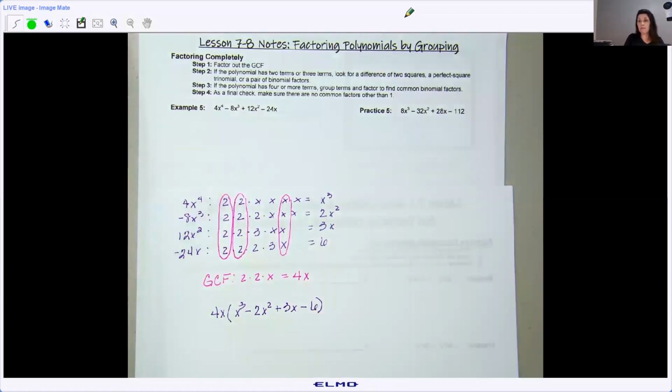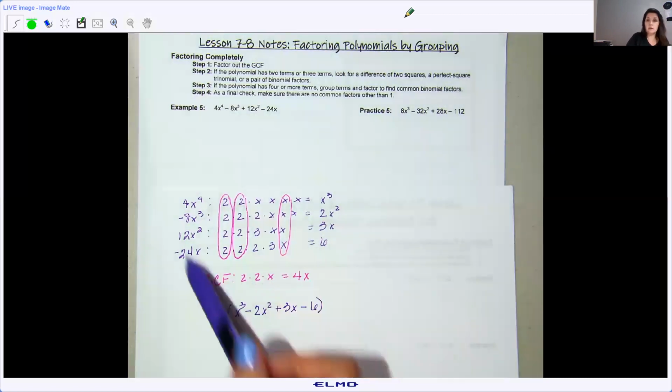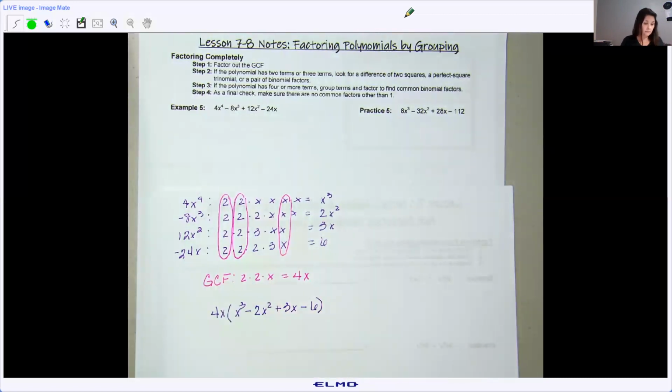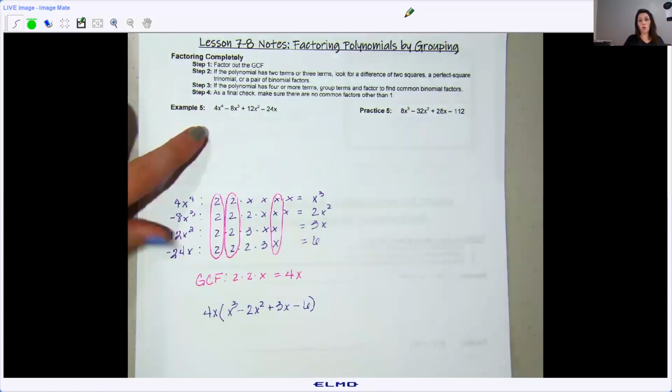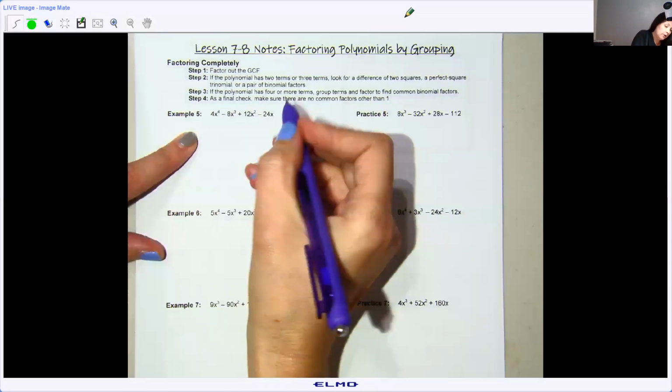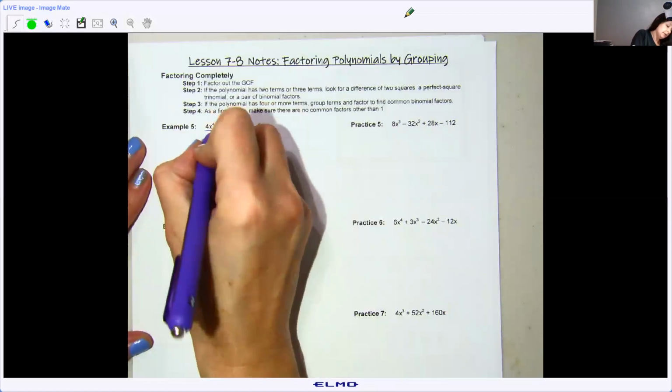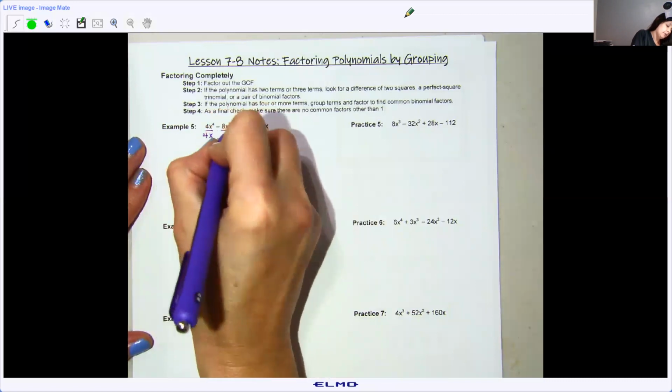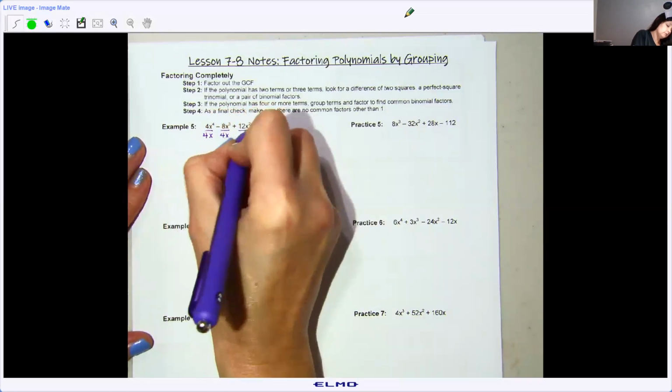And there I have factored this out doing the long method of prime factorization and all that. Okay, and you would do this if you cannot pull out the greatest common factor by looking at it. All right, so now I'm going to go up and do it the shortened version. So my greatest common factor is 4x, so I'm going to divide everything by 4x.